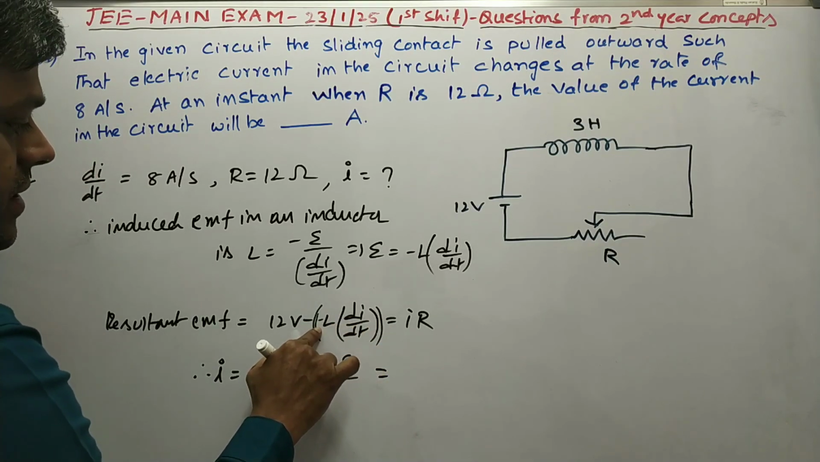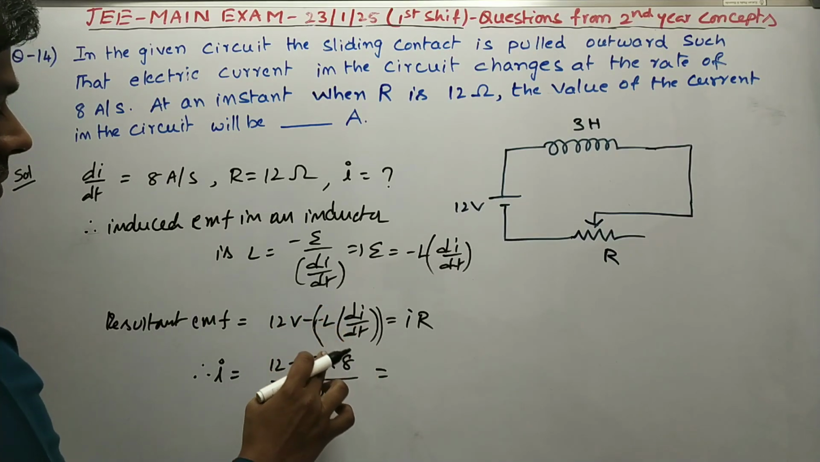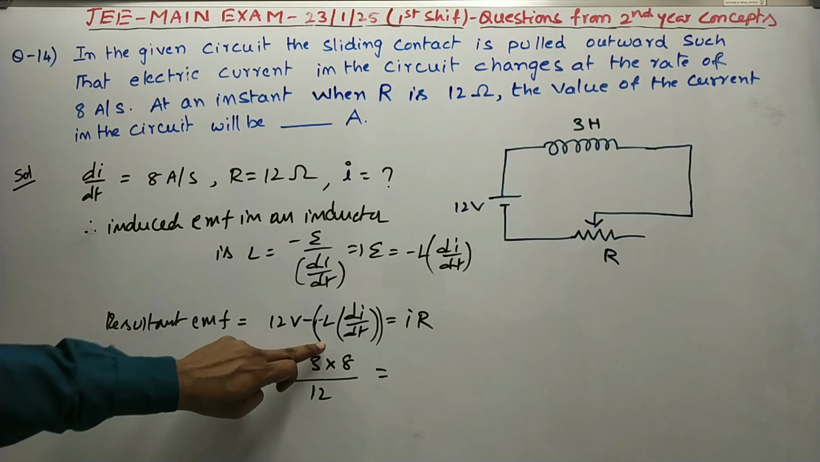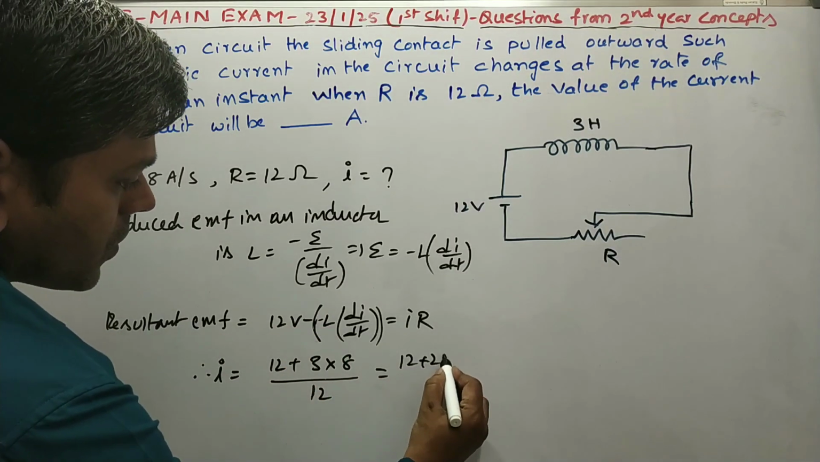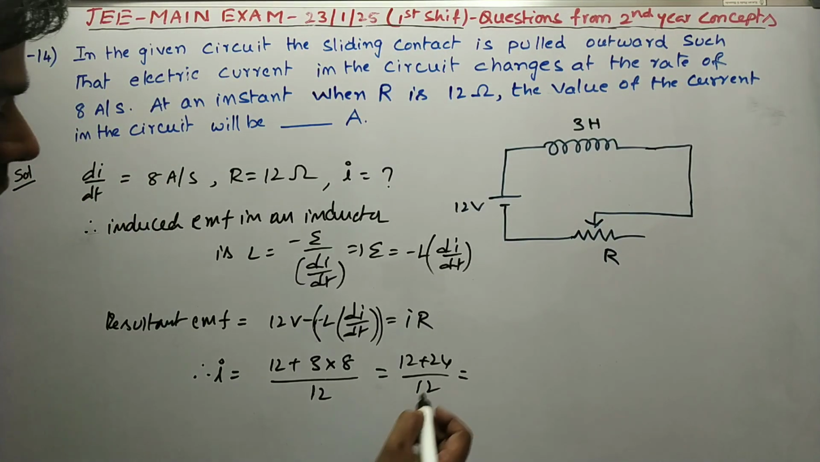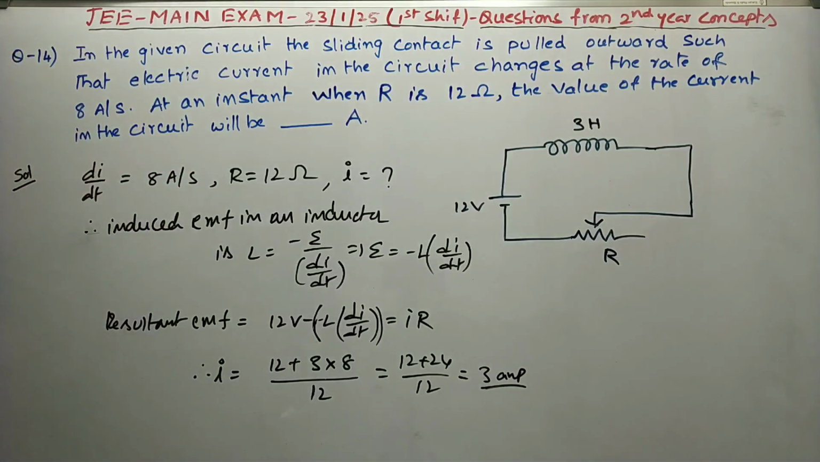It is minus L because the induced EMF always opposes the current inside it. The direction of the induced EMF always opposes the induced current. So it is plus 4, so 12 plus 24 by 12. So the current is equal to 3 amp. This is the solution for this question. Thank you.